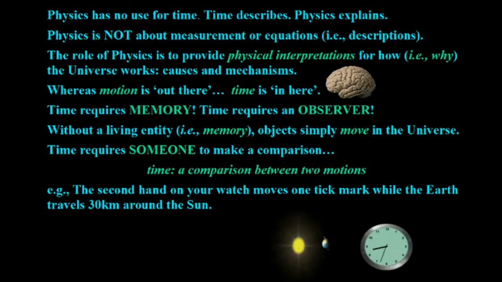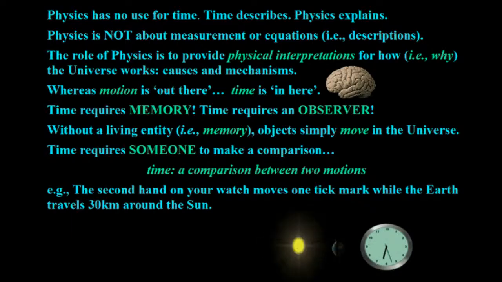So time is in your brain. Why? Because time requires memory. Time requires an observer. You can't do without an observer if you're going to talk about time. When there were no humans on Earth, assuming we are the only living entities in the entire universe, when there were no living entities on Earth, there was no such thing as time. All there was was motion. Motion was out there. Things were moving. We don't have to have an observer to have motion. We simply have to change location. Time, on the other hand, you need memory. You need to record the previous location of something, the previous motion of another thing, and compare yourself against it. And so time requires someone to make a comparison.